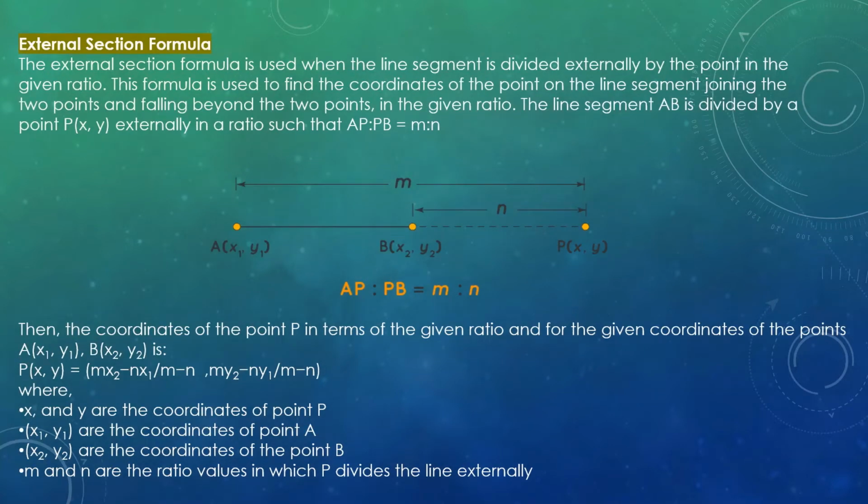Now, the external section formula. The external section formula is used when the line segment is divided externally by the point in the given ratio. The formula is used to find the coordinates of the point on the line segment joining the 2 points and falling beyond the 2 points in the given ratio.